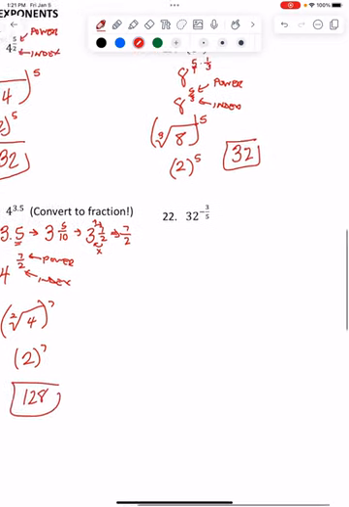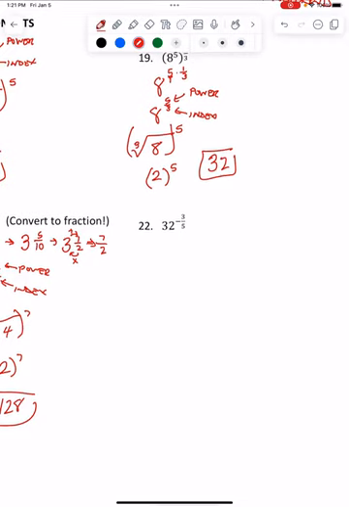And then the last one here, 32 to the negative 3/5. We're going to do the same thing here, but before we change it to a radical, we've got to address this negative exponent. Remember, to change the sign of an exponent, we take the term and shift it to the denominator. So that becomes positive 3/5 in the denominator. We took all that out of the numerator, so there's just a 1 up there. Now we just work with the bottom.